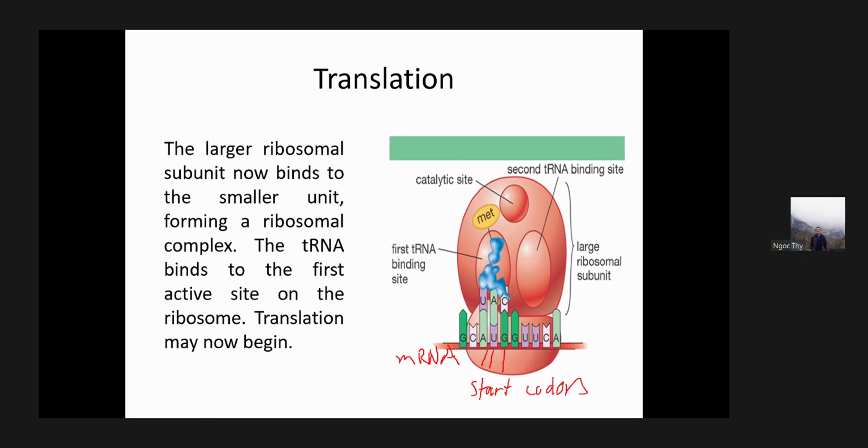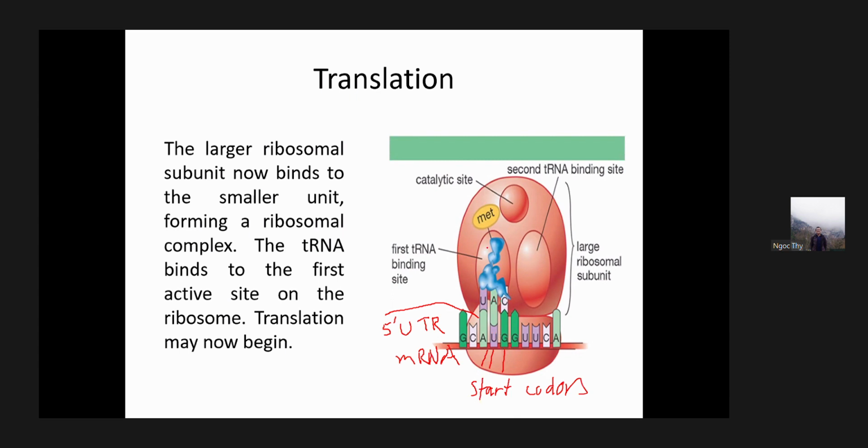So that means the position here at the beginning is the 5' UTR, the 5' untranslated region. As soon as the ribosome has reached the start codon, the tRNA carrying the start amino acid, methionine, will come and bind into the sequence.